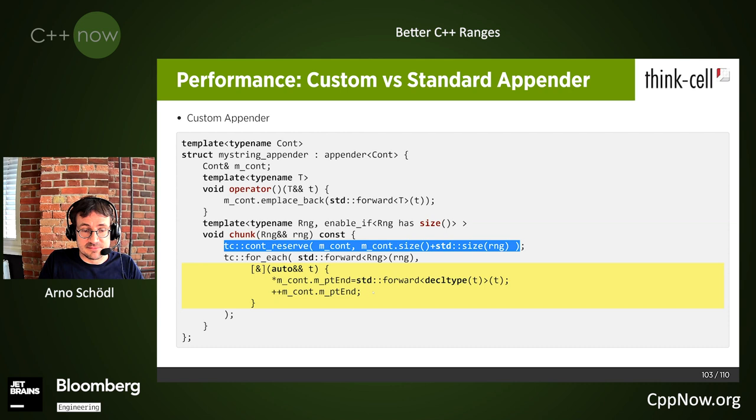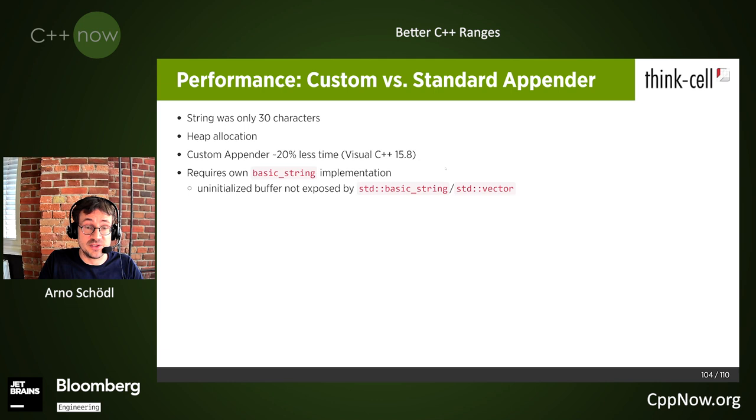So the string was only 30 characters, and we used actual heap allocation. So there was actually allocated memory on the heap. And we still gained about 20% time by omitting this overflow check each time we appended a string. Unfortunately, this only works if you have your own basic string implementation, because such an uninitialized buffer is not exposed by basic string or std vector. But it would probably be worthwhile.